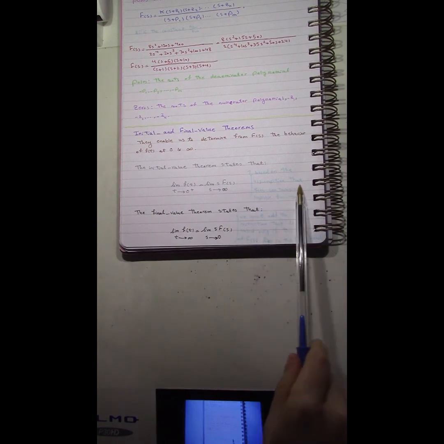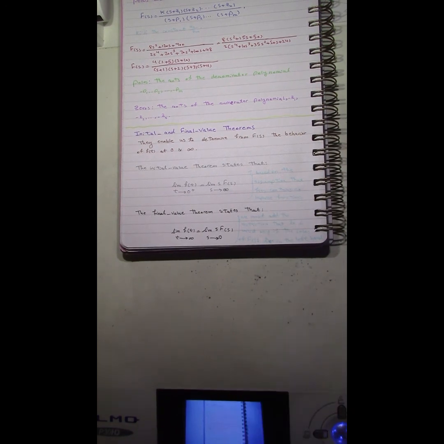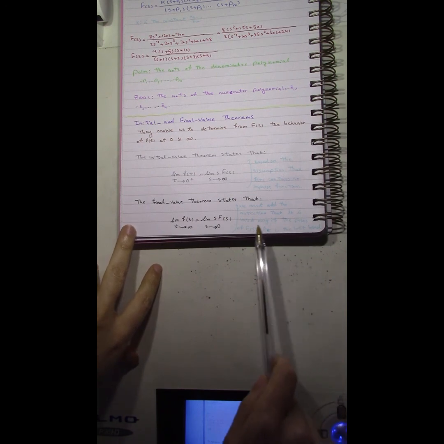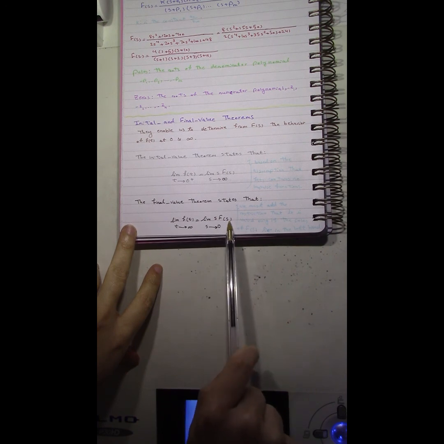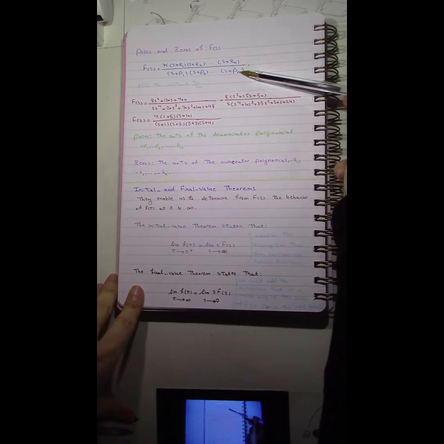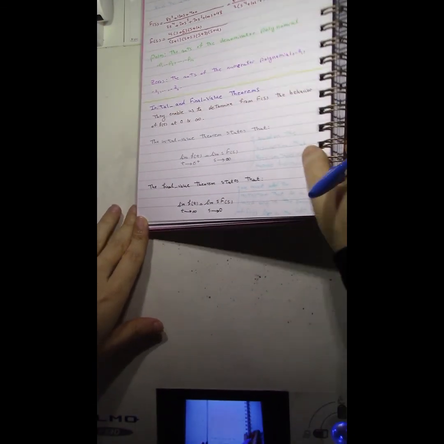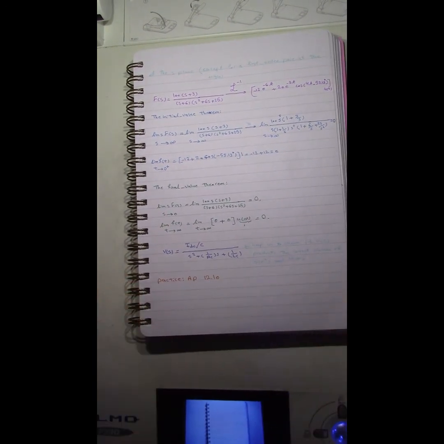For the first one, there is an assumption: f of t has no impulse functions. And for the second one, there is a restriction. This theorem is valid only if the poles of F of s, meaning the roots of the denominator, lie in the left-hand side of the s-plane, except for a first order pole at the origin.